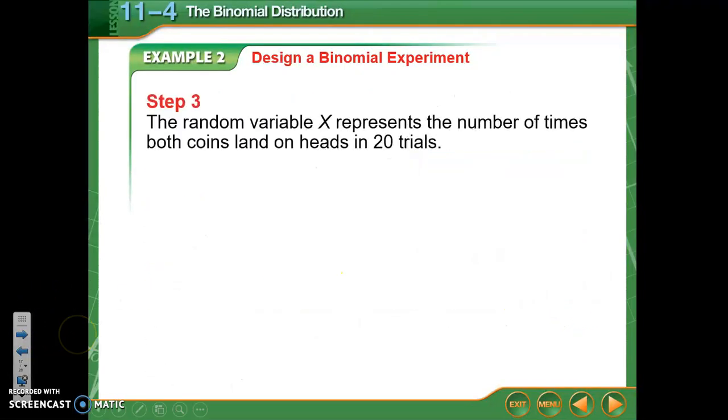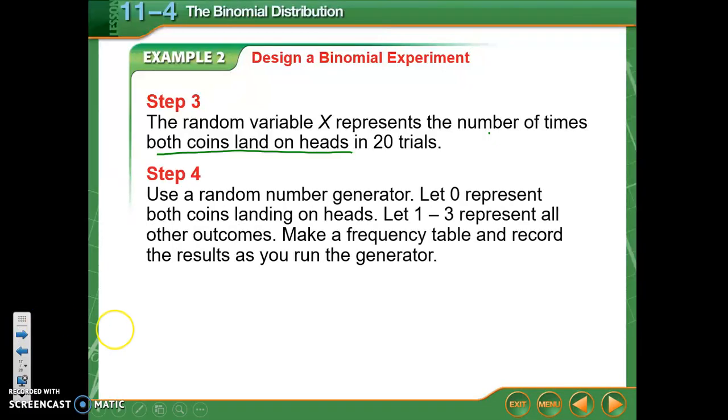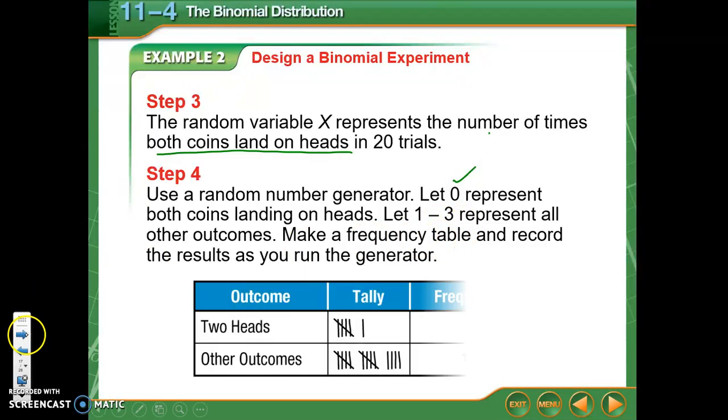Step 3, I need to describe the random variable. My random variable is going to represent the number of successes, which in this case is how many times both coins land on heads, because that's how we've defined success in this problem. And then step 4, we're going to use a random number generator to actually conduct this simulation. So we're going to let 0 represent both coins landing on heads, so that's the one we want. 1 through 3 would be any other outcome, and we're going to make a frequency table and record our results.